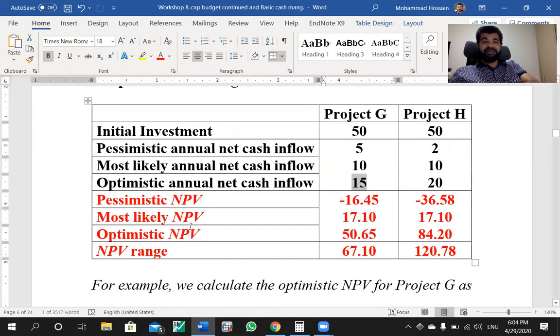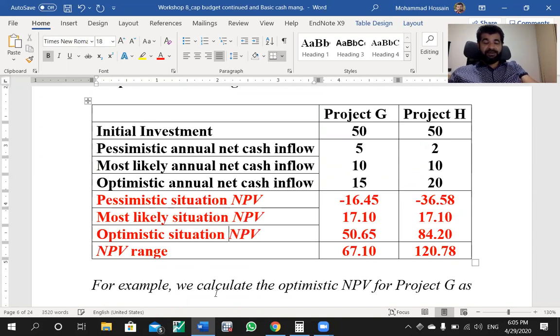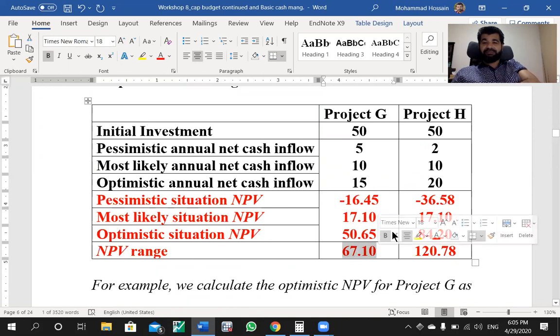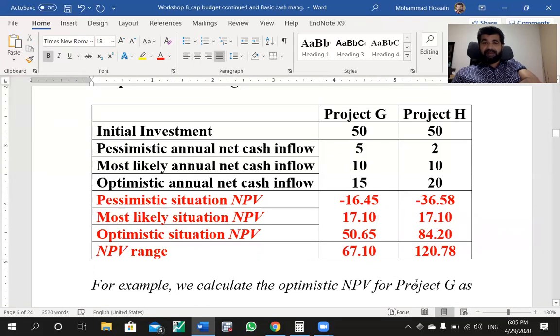So you have to calculate the same thing, most likely NPV. So most likely situation. Okay, I think I will write down situation, so you can understand it better. So you have given here the 3 situations, project G, project F, and NPV range. You can see the 67. How did they get it? So add them all up. And we range 67 to 120, this type of thing will come up.